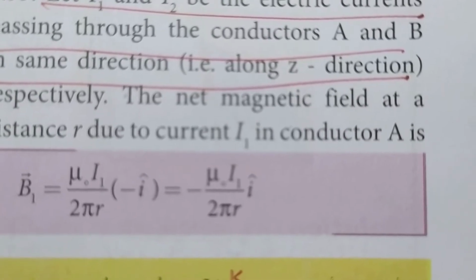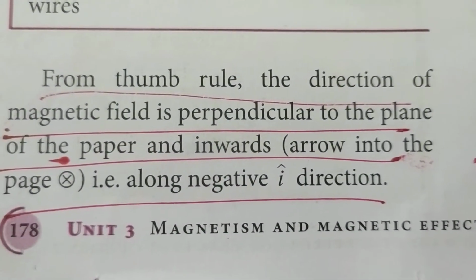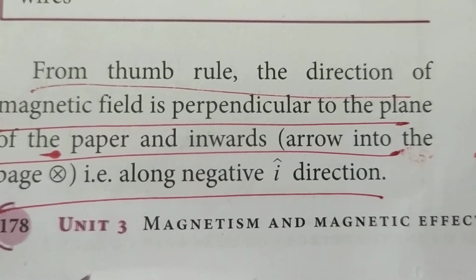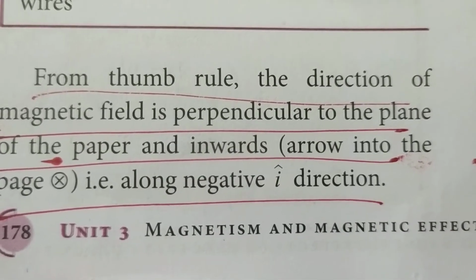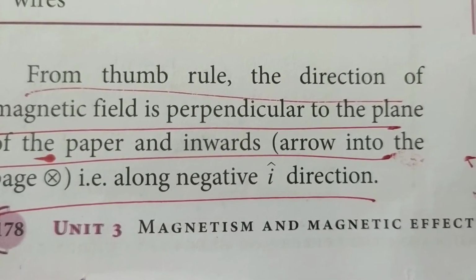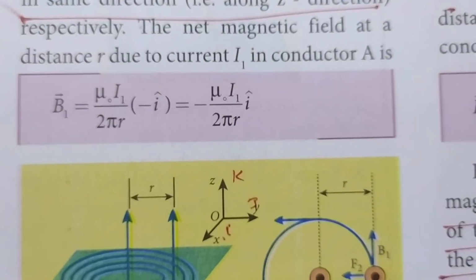Here we are taking minus i cap because, according to the thumb rule, the direction of the magnetic field is perpendicular to the plane of the paper and inwards. That is, you can show it in the form of a cross, that is, it is flowing inwards, meaning it is in the negative i vector. So here you have a negative sign.